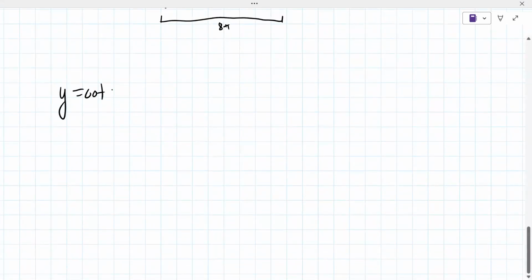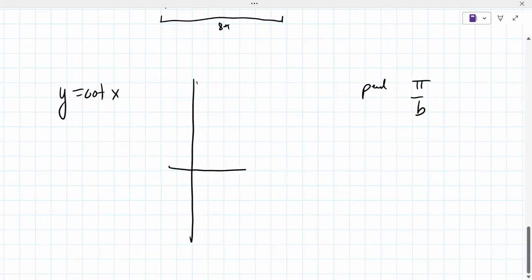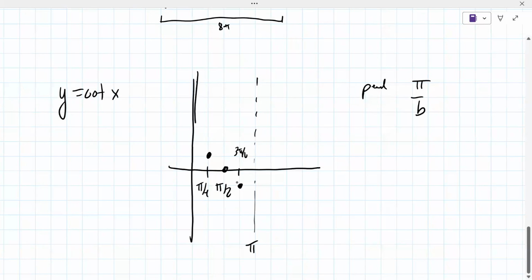So cotangent of x, kind of like tangent, its period is pi over b. So when you graph it though, you start there and you go out the period, pi for the base case, and then there's pi over 2, and there's one left and one right. So I got that dot in the bad spot there for the parent function here. So that's at pi over 4, that's at 3 pi over 4, and it does snake like this. We're going to build everything off of this one.